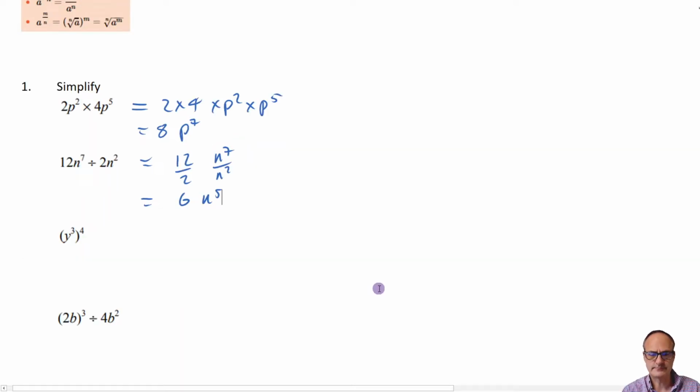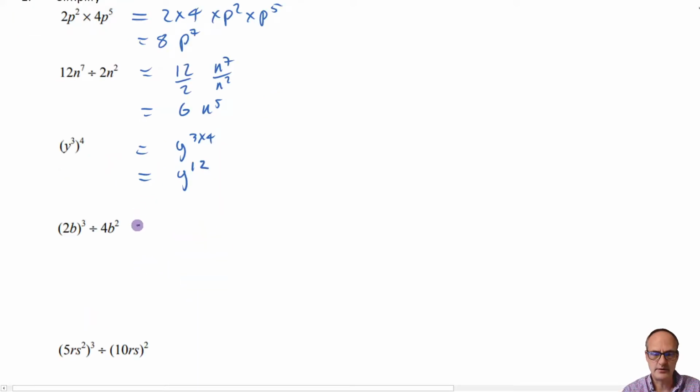Scrolling down, what we have here is y cubed to the power of 4, so you're going to times these together, so we get y to the 3 times 4, which is equal to y to the 12. Keep going, and we're now going to divide the numbers. Well, we're going to do this power first, so we better do the 2 cubed and b cubed, so cube that all out. Dividing by 4b squared.